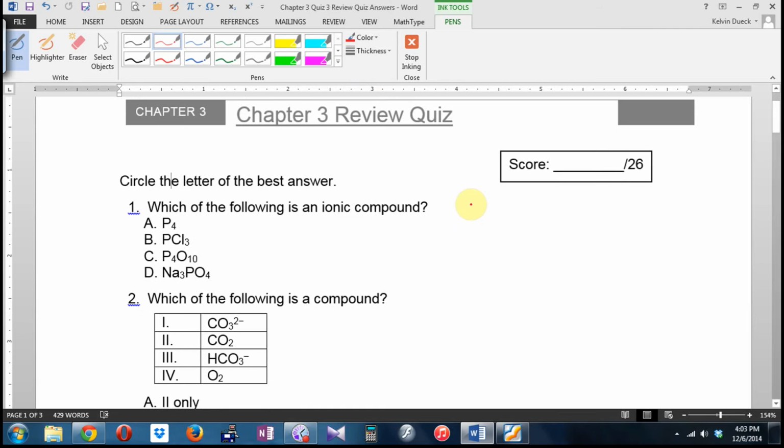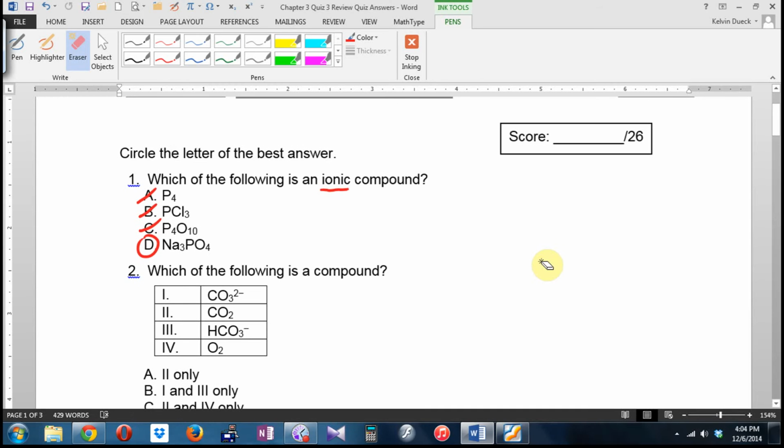Which of the following is an ionic compound? Now, the way I can tell that it's an ionic compound is it's going to be a metal followed by a non-metal or a polyatomic. So, no. Phosphorus is a non-metal. Phosphorus is a non-metal. You know what? Has to be D. Wait a minute, Mr. Dueck, you said a non... Yeah, polyatomic is a non-metal. That's an ionic compound. The other, these two are covalent. This one is not even really a compound.